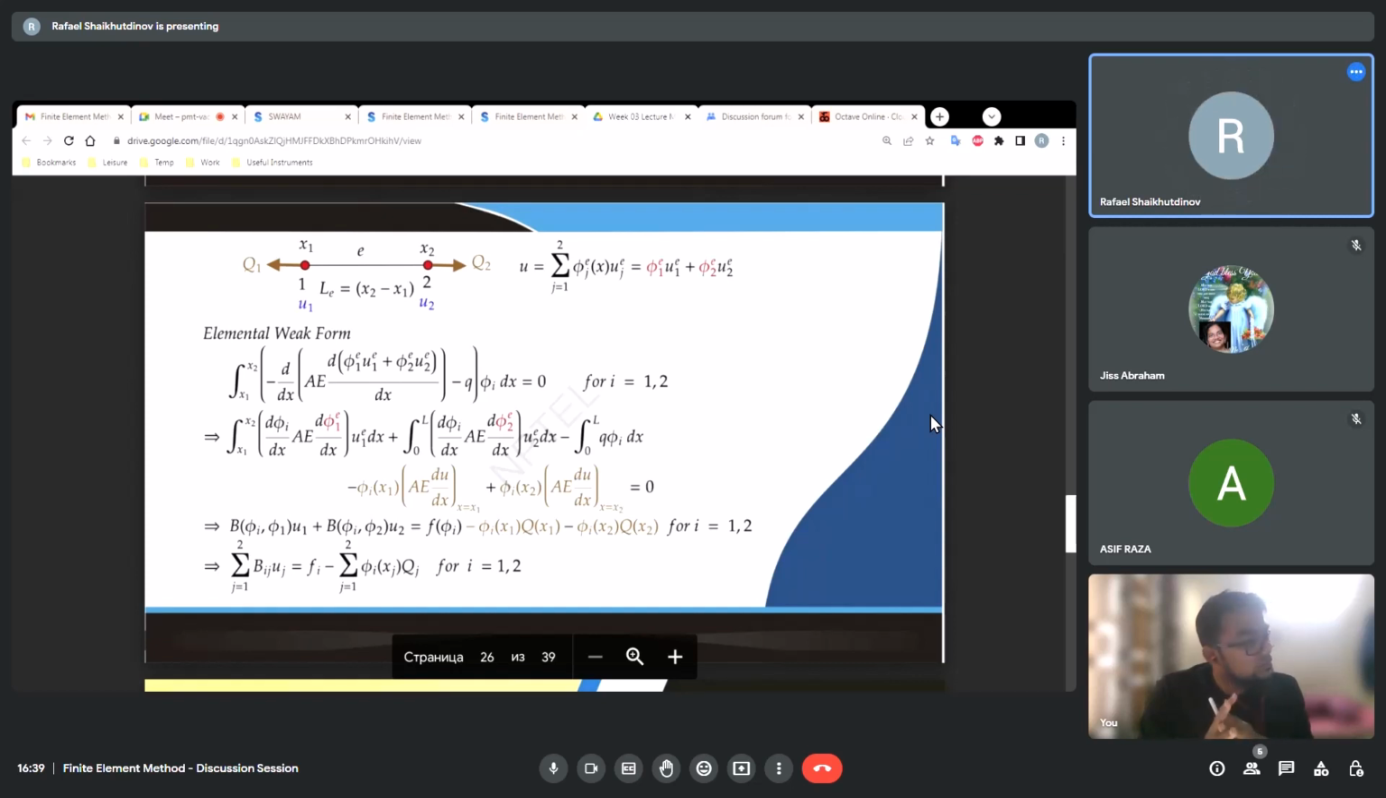But in the element, what does this boundary term show? Is it our internal force, or just a force at this point? I don't understand whether EA du dx is showing me F or an internal force. If it is internal force, it should be positive. If it is a projection of the force on X, it should be negative. I don't understand why this minus is coming up here.